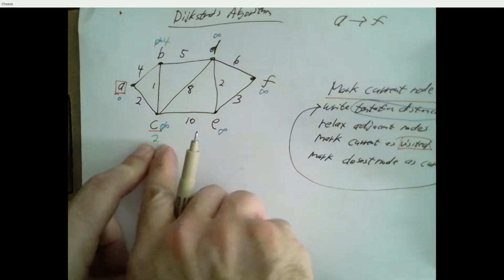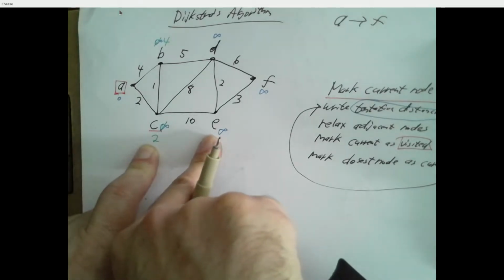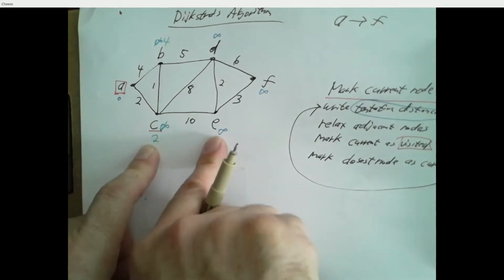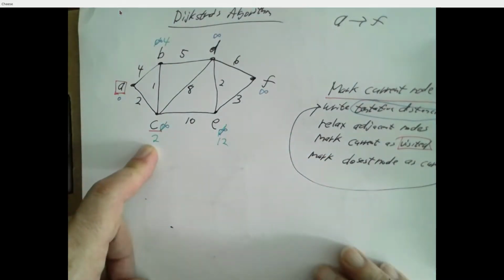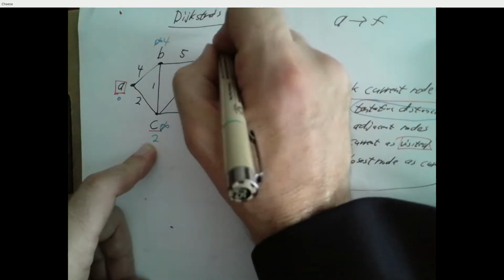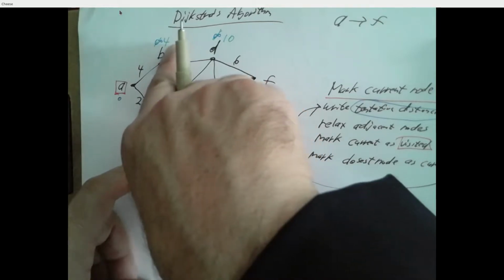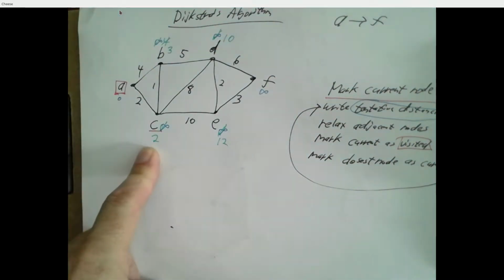Well, I can get to C in a distance of 2, and from there it takes 10 to get to E. That means I can get to E in 12. I may be able to do better. But since I know I can get here in 2, and this takes 10, I can definitely get to E in 12. And that's better than infinity, so I'm going to relax that to 12. Similarly, 2 plus 8 is 10, worst case to get to D. That's better. I'm going to relax that to a 10. 2 plus 1 means I can get to B in a distance of 3. That's better than my previous best distance of 4, so I'm going to relax that node also. And now I'm going to say my worst case distance to B is 3.